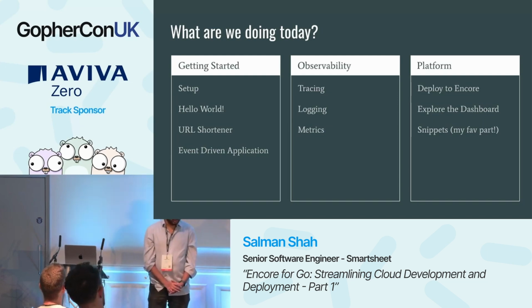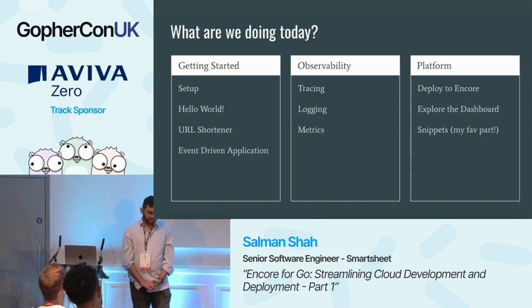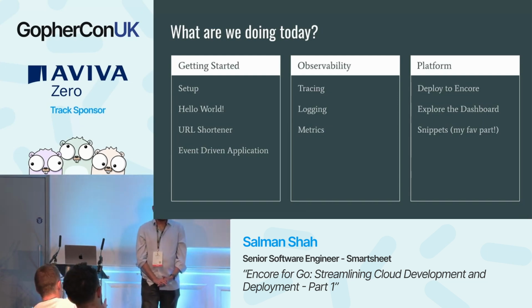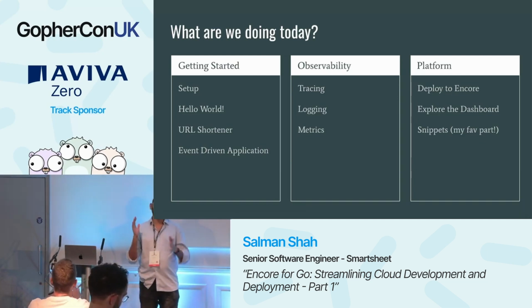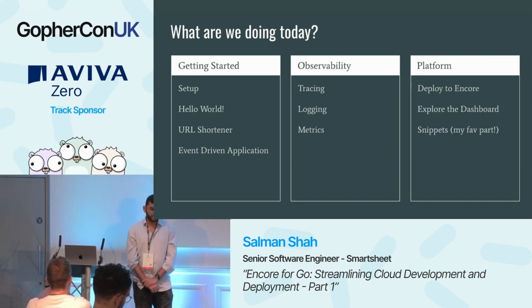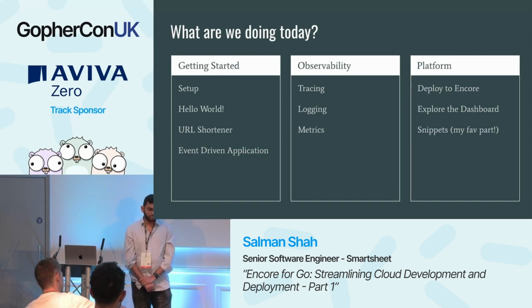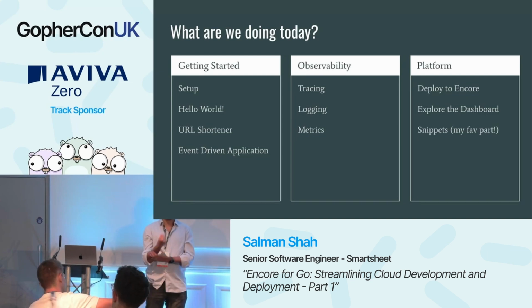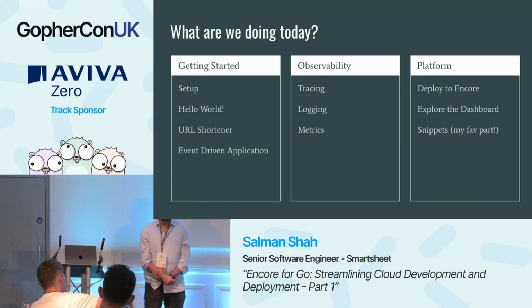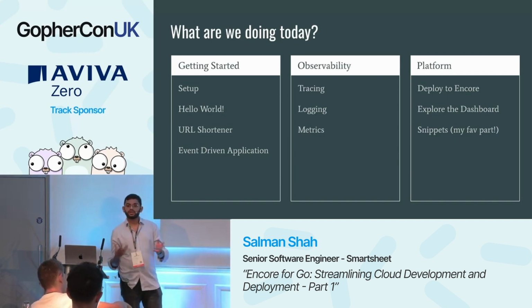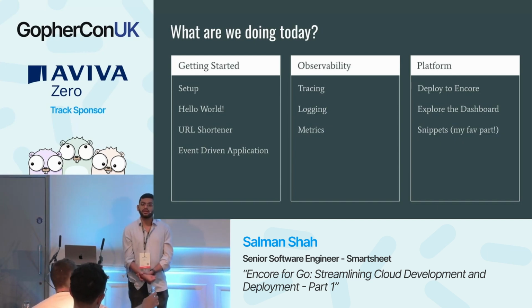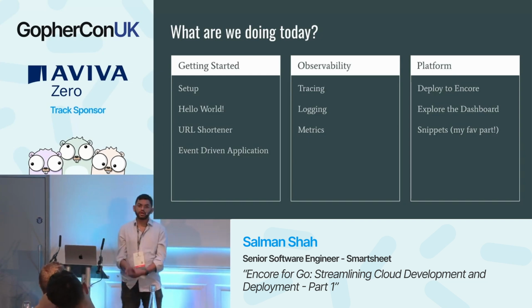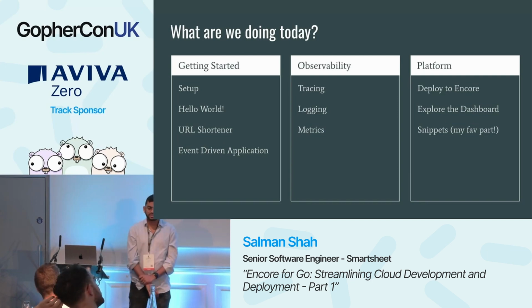And then session 2 will be the event-driven application. In terms of observability, I want to touch a bit on the Encore platform. This is the non-open source part, but it's what the platform exposes when you deploy anything over there. You can also get a similar local environment running on your local machine. So tracing, logging, metrics, that's what we're going to look at. And mainly on the platform, how do you deploy to Encore? We'll look a bit at the dashboard.